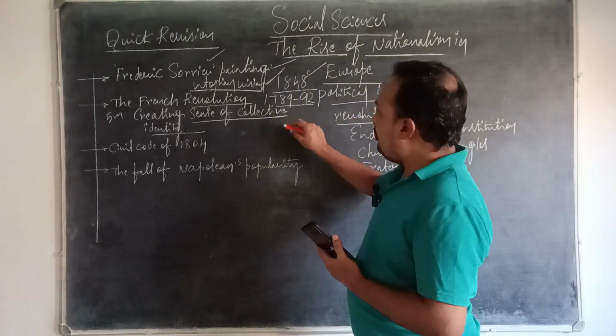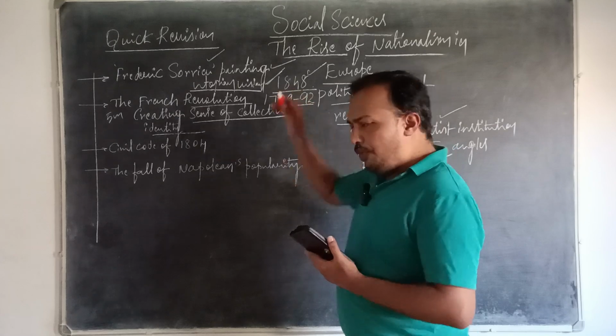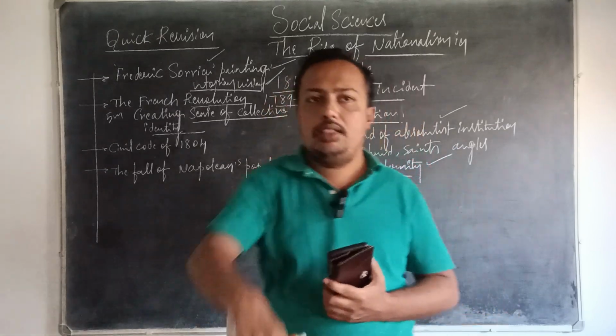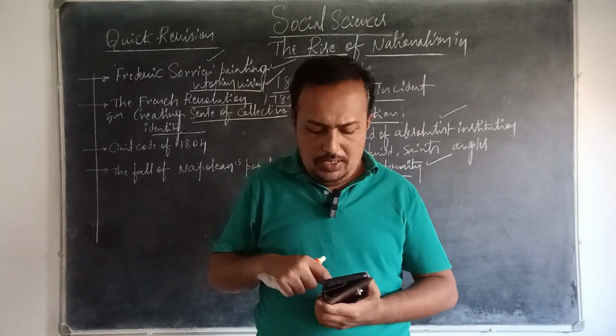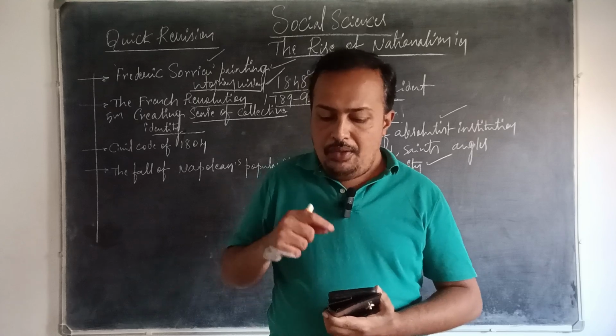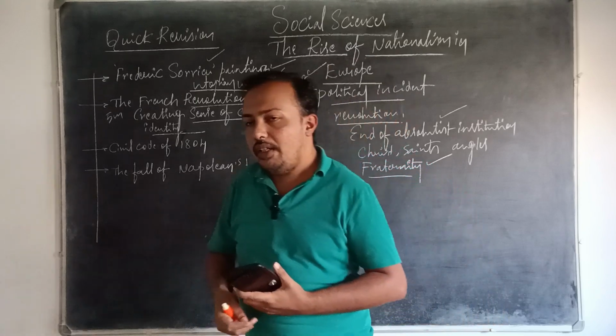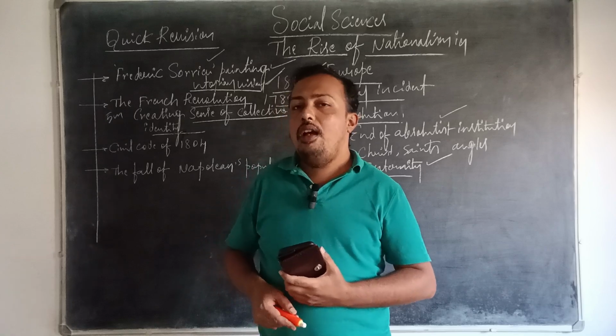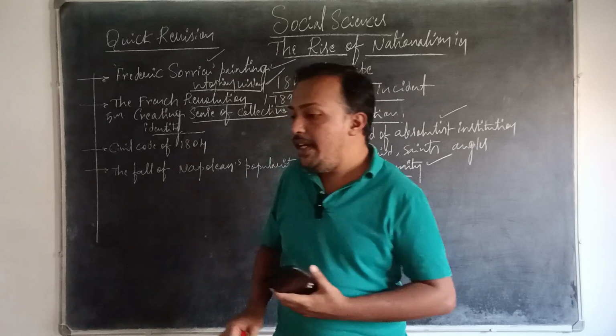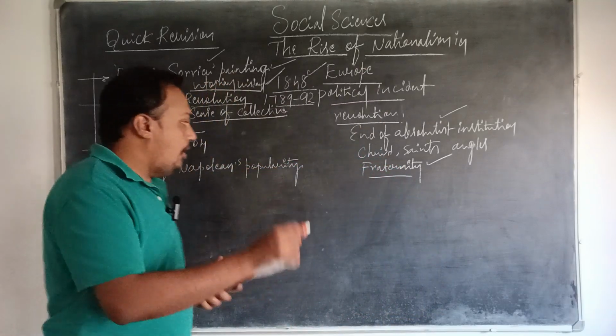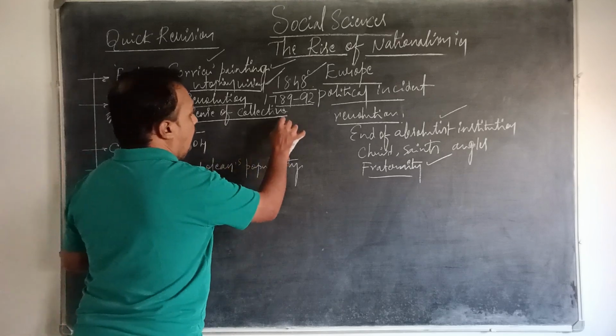There are six key points for this. Let us take one point after another. What are the factors that created a sense of collective identity? Number one, la patrie and les citoyens. The idea of la patrie and les citoyens. Here I will write this one.